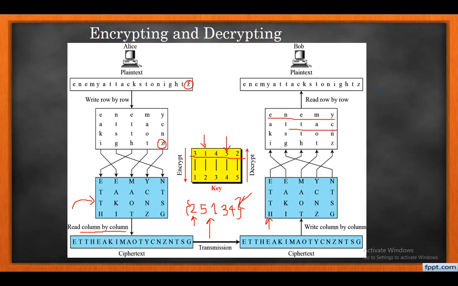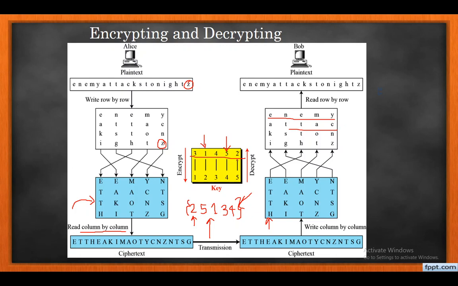So this is the way the message is encrypted and decrypted. What is important here is that when you are writing a cipher text, you are going to read column by column. When you are writing a plain text, you are going to read row by row.